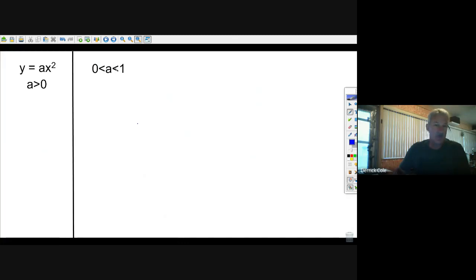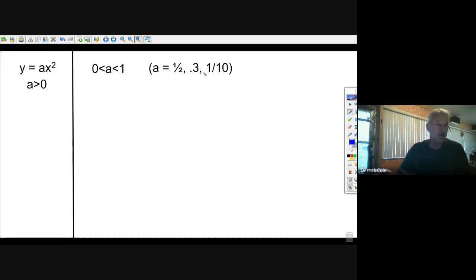If a is between 0 and 1, if this number right here is between 0 and 1, like a half, 0.3, 4/5, okay? Those are all numbers between 0 and 1. What are some more?